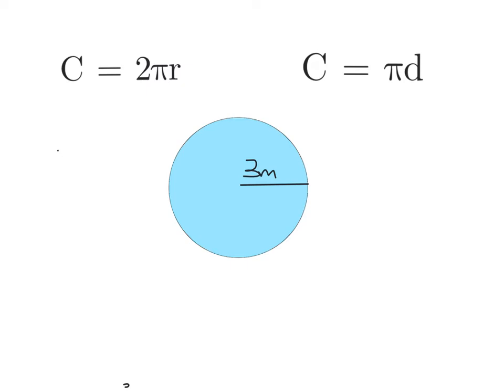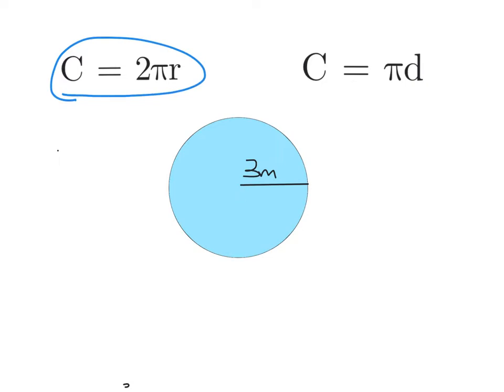In this video, we're going to go over how to find the circumference of a circle. So just to review, the circumference of a circle is the distance around a circle. And there are two formulas for the circumference of a circle. Circumference is equal to 2 times pi times the radius, or circumference is equal to pi times diameter. For this problem, we're going to use the first one because we are given the radius in this problem.